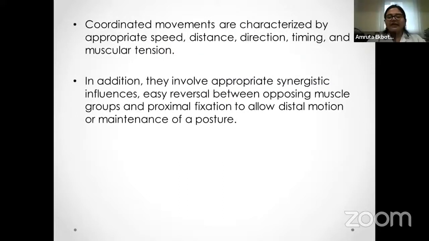They are characterized by appropriate speed, distance, direction, timing, and muscular tension. So these are the 5 characteristics according to which any coordinated movement can be defined: speed, distance, direction, timing, and muscular tension. Okay.